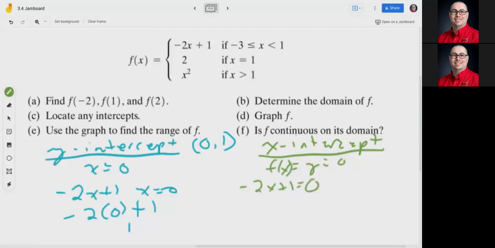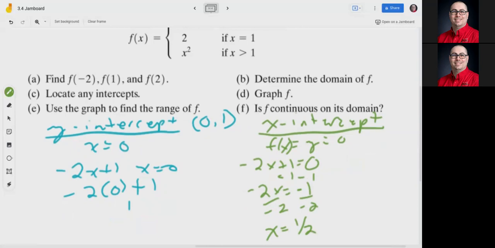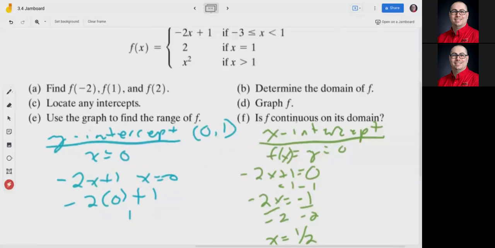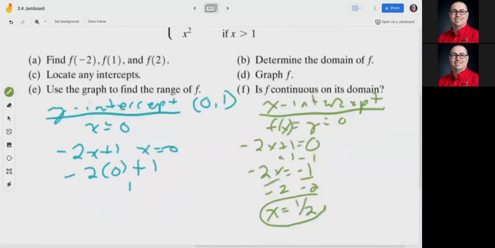So let's subtract 1 from both sides. We get -2x is equal to -1, divided by -2, and we'll get x is equal to 1/2. Now, that means that that piece will hit 0 for the y value when x is 1/2. We do have to make sure that x can be 1/2. Is that x value 1/2 between the -3 and the 1? Yes, it is. So this is a good solution. So let's circle that. We have multiple x-intercepts, so we need to keep moving on this.